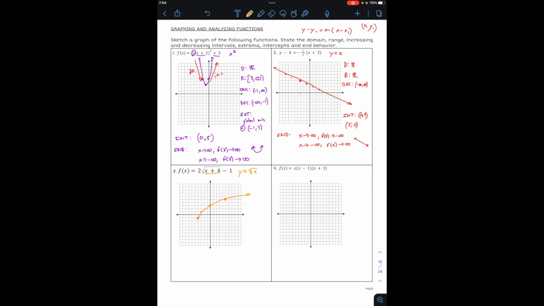Okay, the domain of this function, so we're going from -4 to infinity. The range, we are going from -1 to infinity. Whoops, I should have inclusive on both of those. So -4 inclusive and -1 inclusive. The function is always increasing, but it is doing so on the interval -4, infinity. Extrema, we have a min, an absolute min at -4, -1.